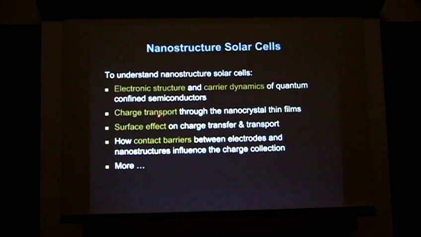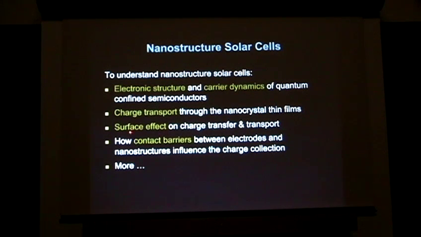The second important point is that if you want to use nanocrystals, you need not only to separate the charges, but also to take the charges out. Then the charge carriers need to transport through nanocrystal thin films. So it's also important to understand how charge transport works in nanocrystal thin films.